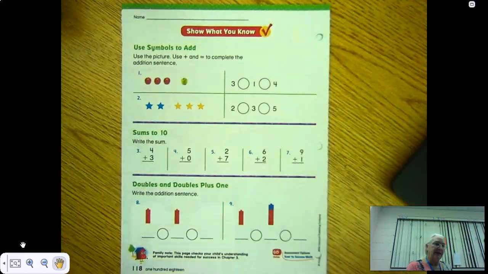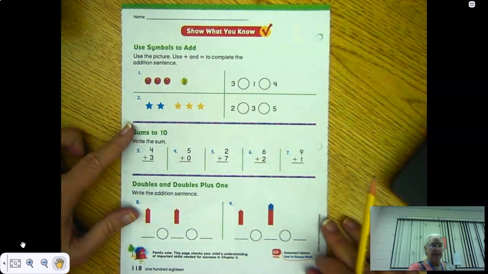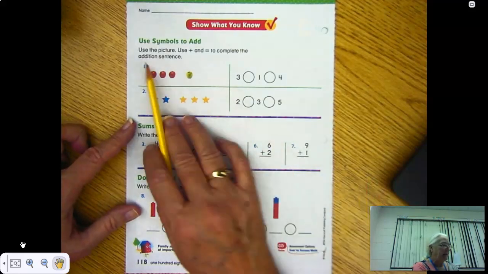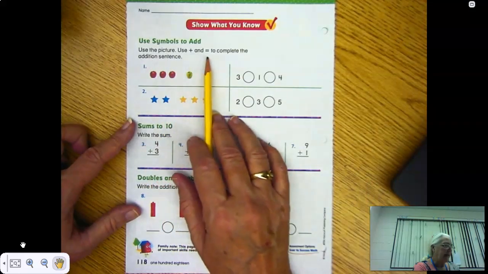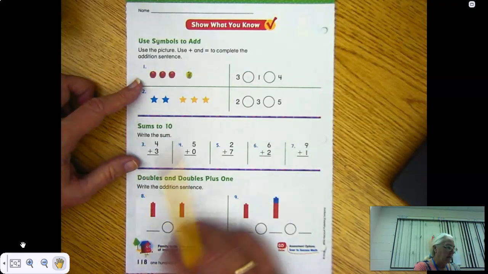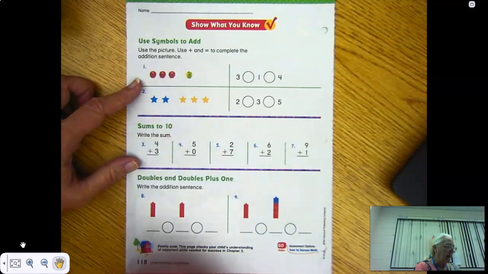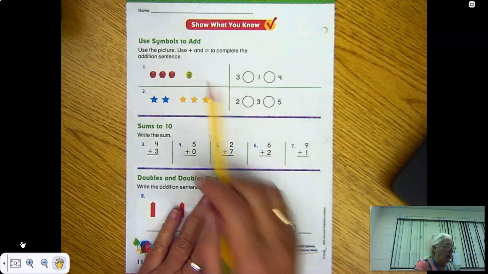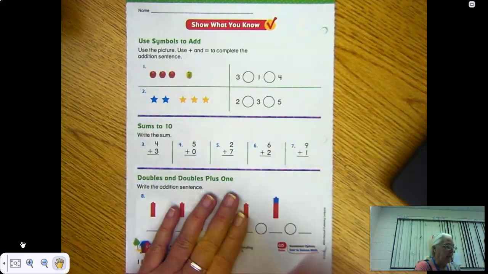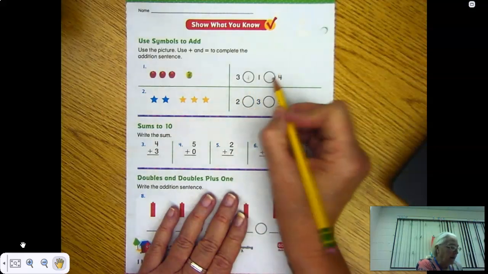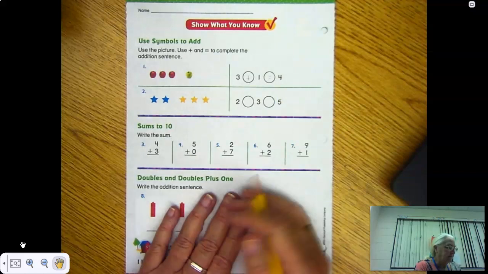Show what you know. When we get started in a chapter, you get a chance to wake up your brain cells to some ideas you probably already know about. We use symbols to add. Use the picture, use plus and equal to complete the addition sentence. So, there are 1, 2, 3 red apples, and there is 1 green apple. So, that makes 4 altogether. 3 plus 1 equals 4.